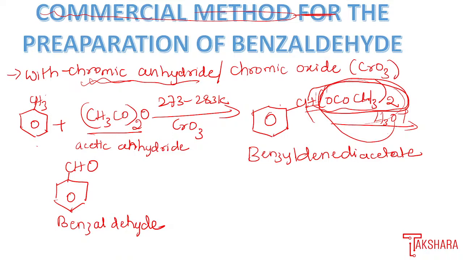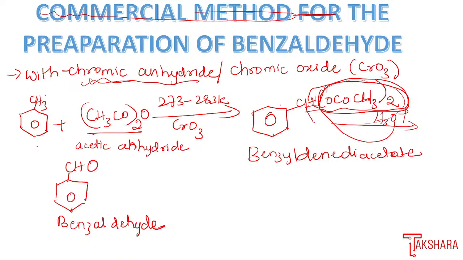Again, on oxidation with H3O plus, which on acid hydrolysis gives benzaldehyde. So again, when it undergoes oxidation with chromic oxide, it gives benzaldehyde as the main product, and all the remaining content is removed as byproducts. So this is how we prepare benzaldehyde by using toluene.